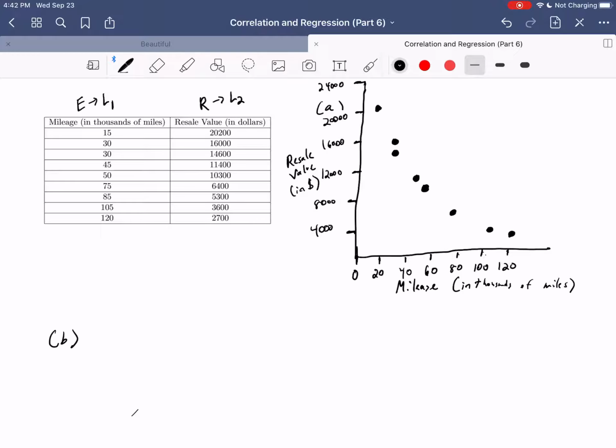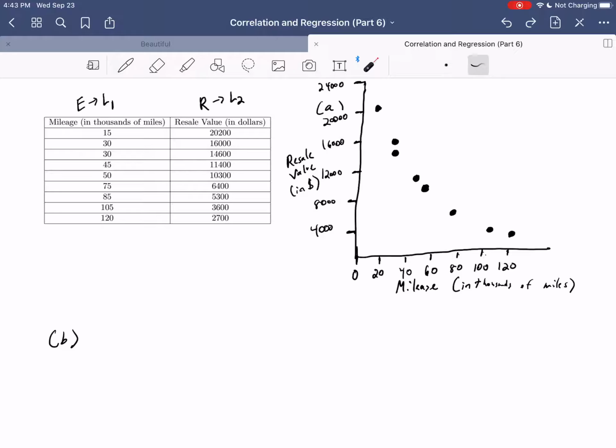Then go ahead and put those mileages in. Keep in mind, the units are in thousands of miles, so you can just type in 15, 30, 30, 45, etc. We'll make sure that when we write out any interpretations, we always say thousands of miles, but you don't have to type 15,000, because the units have handled that for you. So we'll put in 15, 30, 30, 45, 50, 75, 85, 105, and 120. And then in L2, we have to put those values.